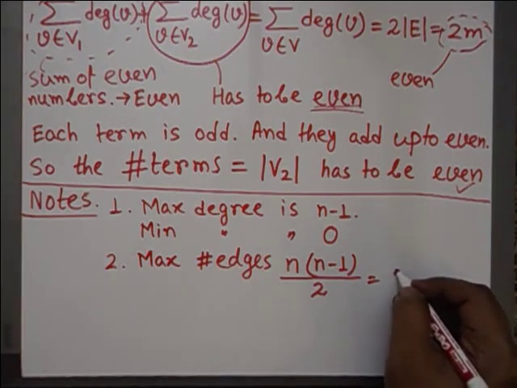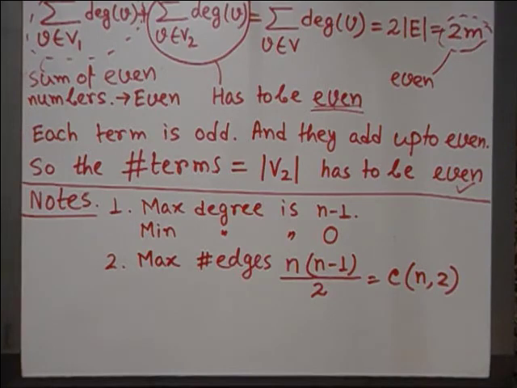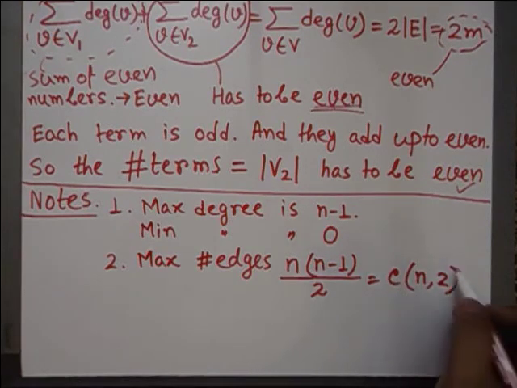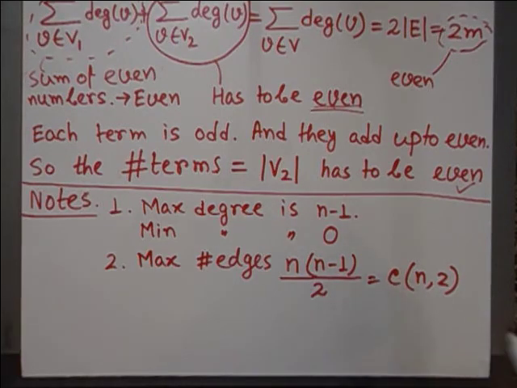In another way, you can also write it as n choose 2. And this is an idea from combinatorics that you have already learned. Each edge can be represented as a pair of vertices. How many vertices are there in total? n vertices. How many possible pairs can you choose from that? n choose 2. So n choose 2, or n times n minus 1 over 2 edges, you can draw in a graph.